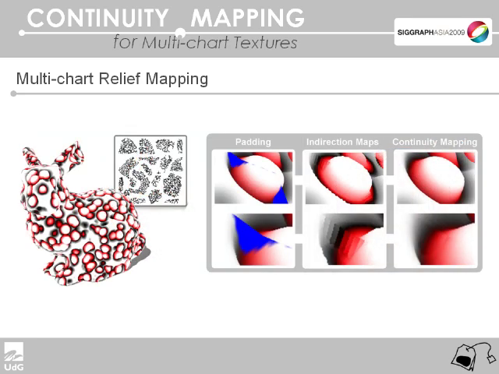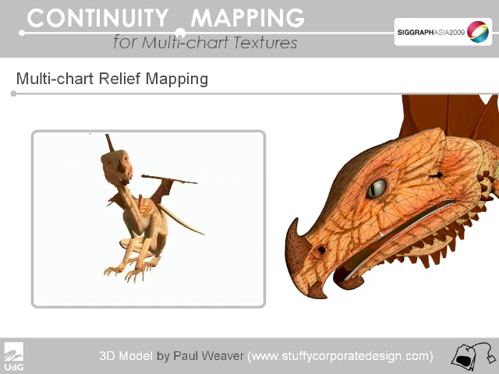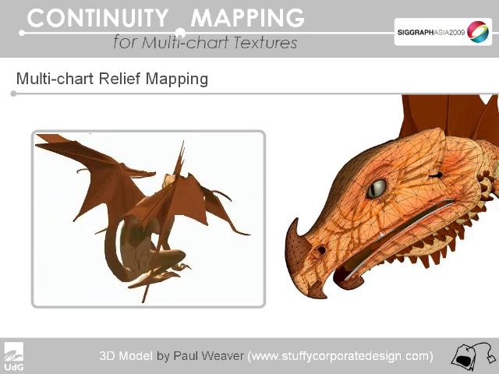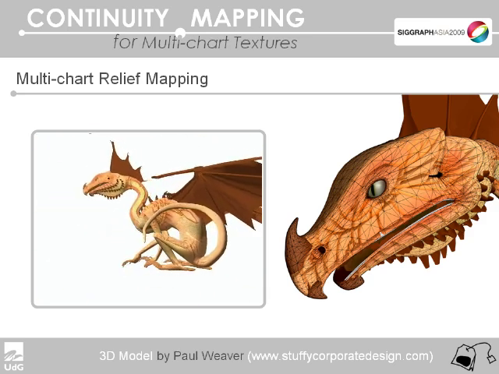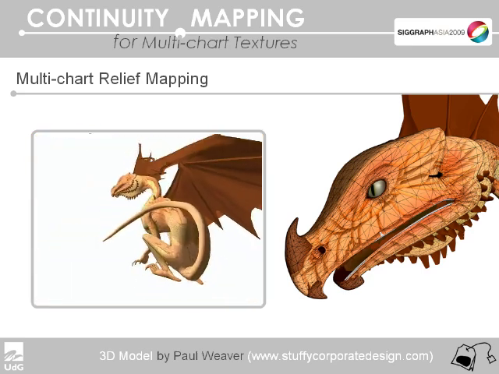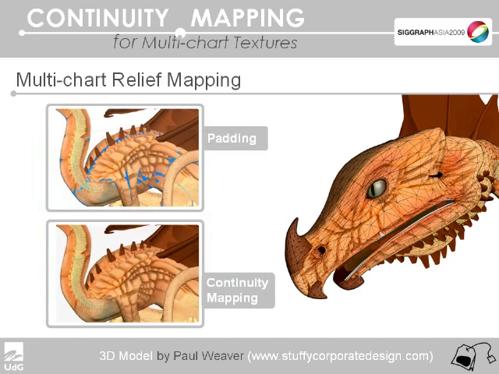Continuity mapping proves to be more accurate than padding and indirection maps, as our approach provides subtexel accuracy transformations, also allowing the preservation of directions. Here we show another result of multi-chart relief mapping over the Loesch Dragon model. Without continuity mapping, artifacts appear near the seams.